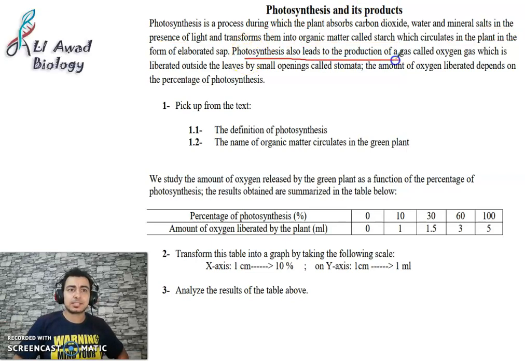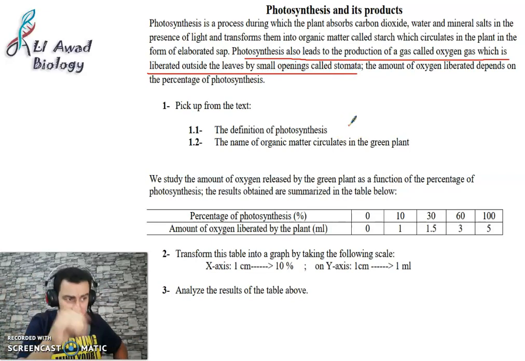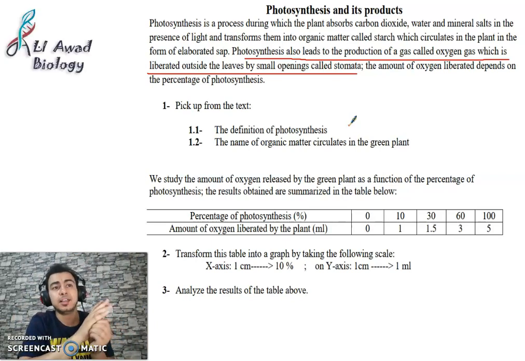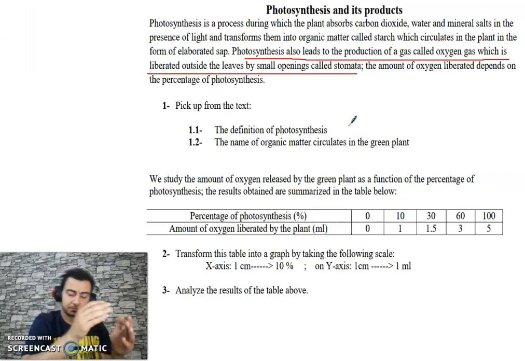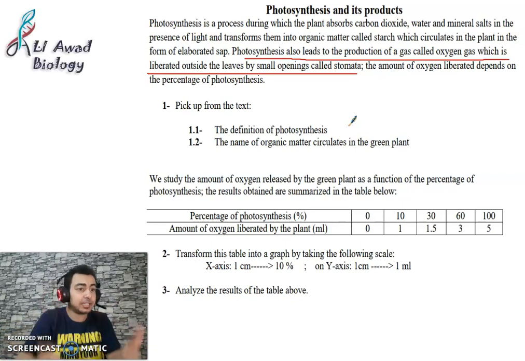Photosynthesis also leads to the production of gas called oxygen which is liberated outside the leaves by small openings called stomata. كمان الفوتوسينثيسيس بتنتج لنا غاز اسمه oxygen gas. هيدا الاكسجين غاز بيطلع من النباتات عن طريق فتحات اسمها ستوماتا. The amount of oxygen liberated depends on the percentage of photosynthesis. شو يعني؟ كل ما كانت الفوتوسينثيسيس اقوى كل ما كانت كمية الاكسجين اللي عم تطلع من النبتة اعلى.